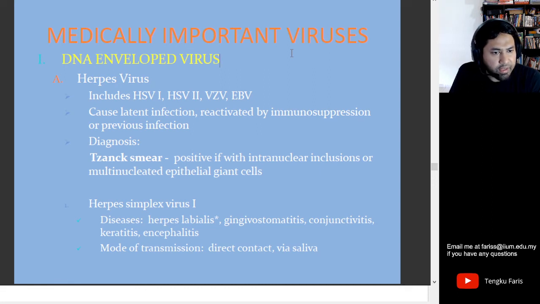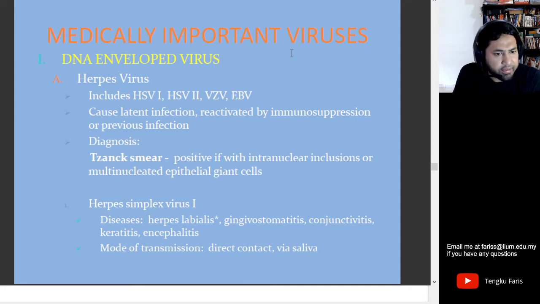How do you diagnose them? We use the Tzanck smear. If you see a positive intranuclear inclusion or multinucleated epithelial giant cell, which is positive staining, so you can conclude that this is positive for a certain herpes virus.